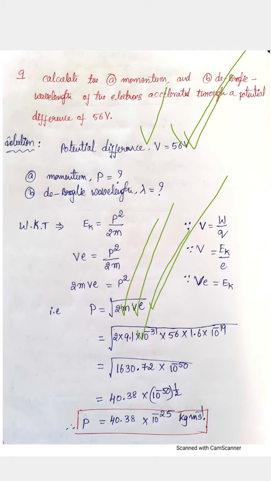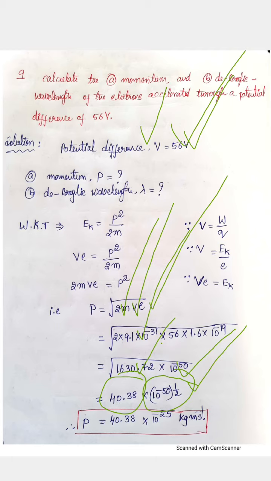If you multiply this term, you will get nearly 1630.72. Next, add these two powers, minus 31 and minus 19, that is, you will get 10 to the power minus 50. Next, split the term and take the square root of 1630.72. You will get nearly 40.38 into square root of 10 to the power minus 50. Square root of 10 to the power minus 50 can be written as 10 to the power minus 50 whole to the power 1 by 2.